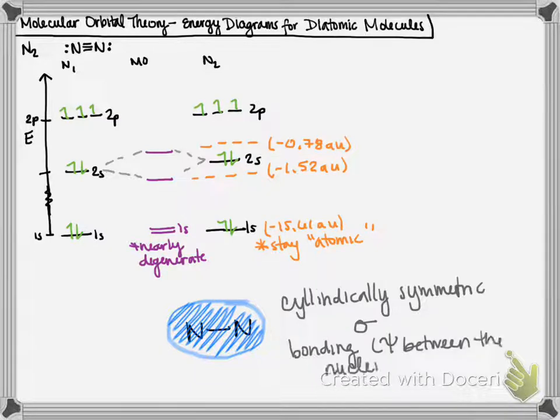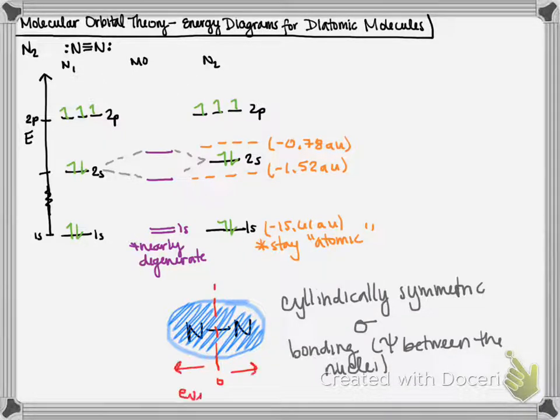And there's bonding wave function. There's wave function, and thus there will be probability between the two nuclei. So this is a bonding orbital. So this is a sigma. Sometimes it'll be denoted sigma 2s because it comes from the 2s.